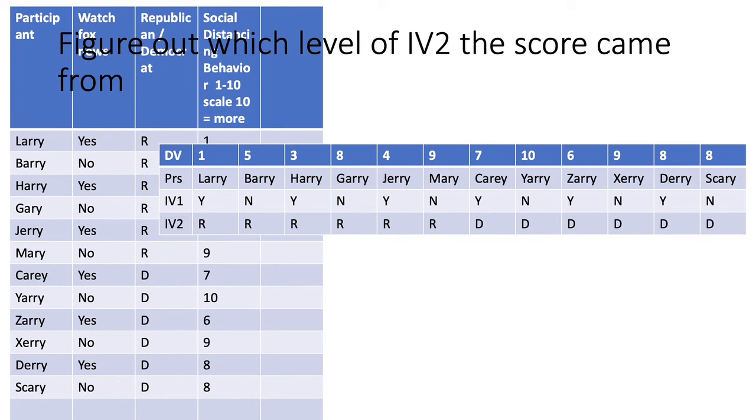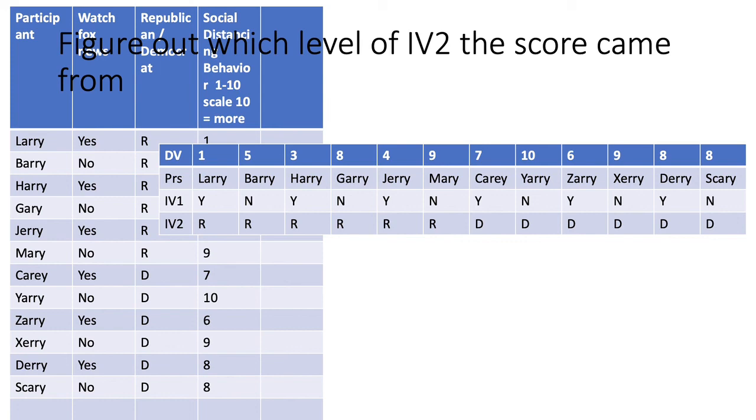But before you do that, just take a moment. That one is impacted by Larry's individual differences, is impacted by watching Fox News, is impacted by being a Republican. I'm going over to Carrie 7. Carrie 7 is impacted by Carrie's individual differences, by watching Fox News and being a Democrat. Okay? So that's how we set up our data.